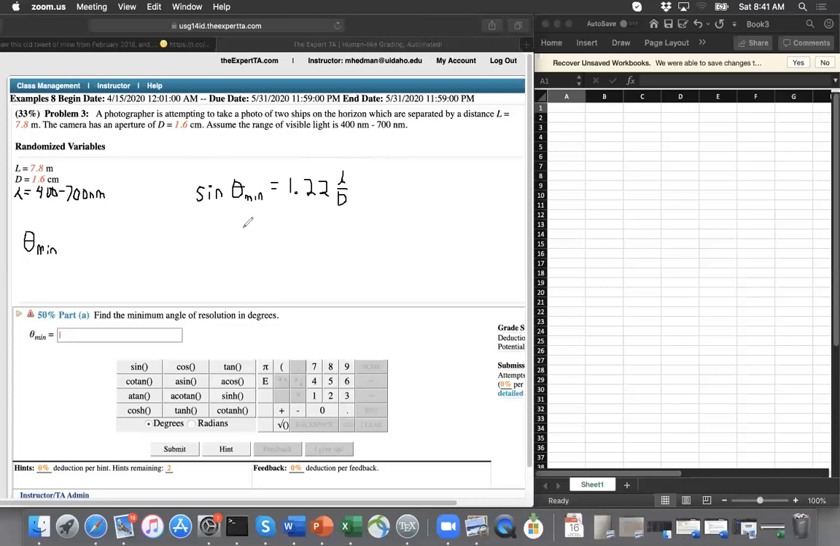What's useful about writing this out is it makes us realize what we have to think about now. If we want theta min using this formula, what do we need to know? Well, we need D, we're given D, and we also need lambda, the wavelength. For this part of the problem, L doesn't enter into it. We're only interested in the angle, so we can ignore that. But we're in this position where lambda is a range, and we're supposed to figure out the minimum angle of resolution in degrees.